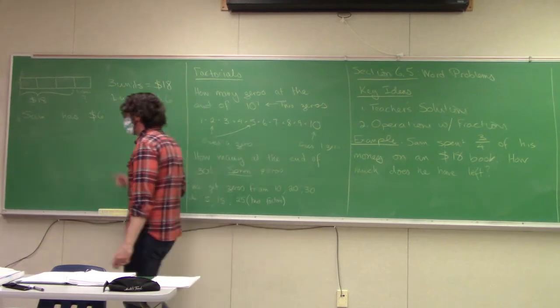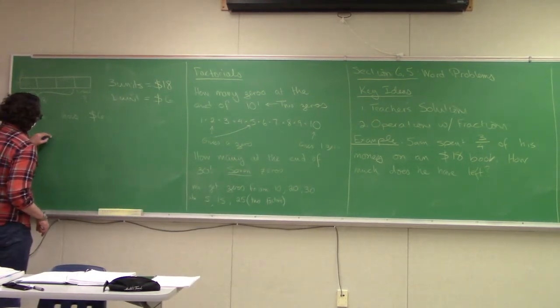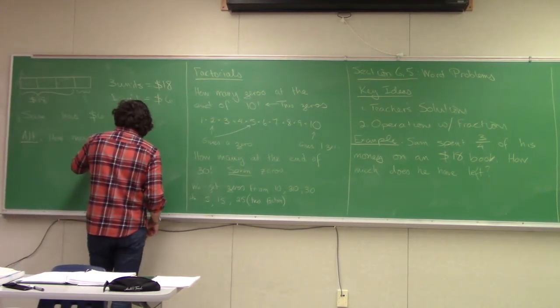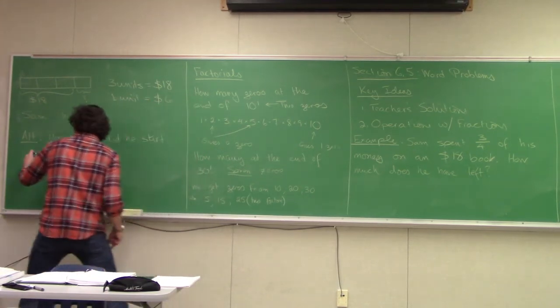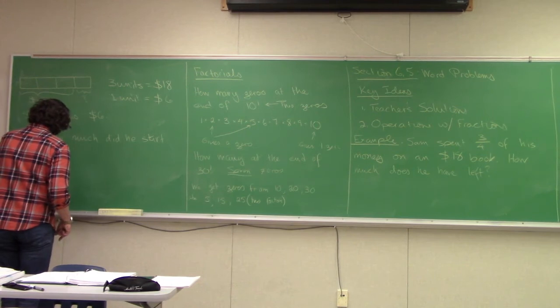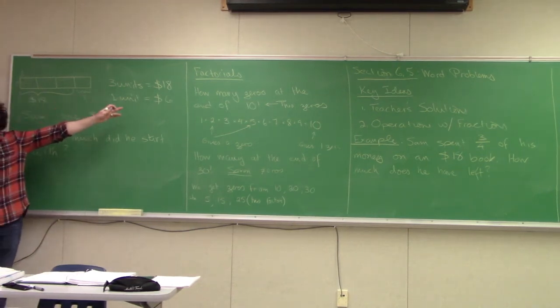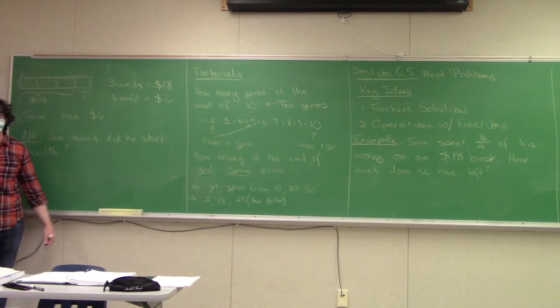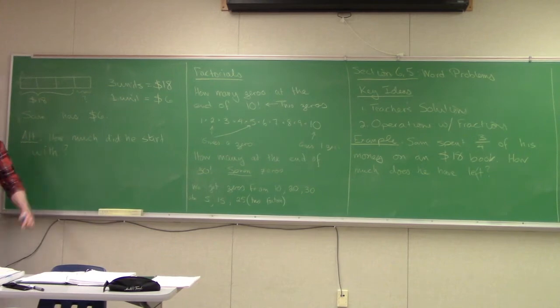Okay, we could have asked how much did he start with? Now that we've done this work, the answer is pretty easy. So how much did he start with? 24. $24, right? We can just take the amount he spent plus the amount he has left. The total must be what he started with.